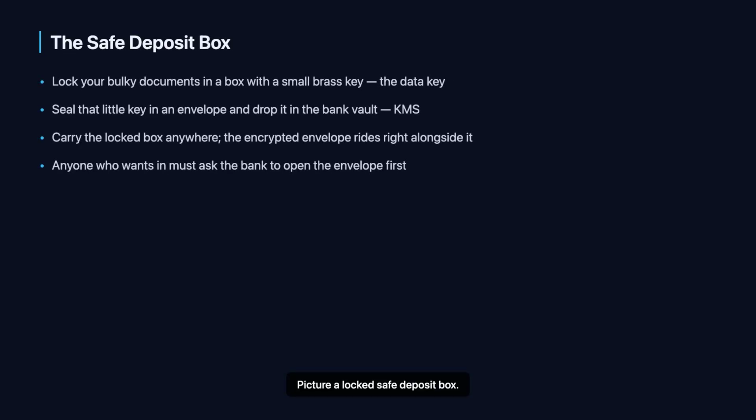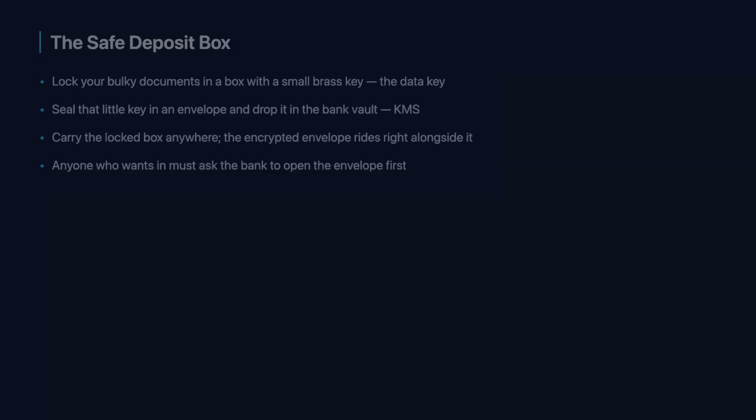Picture a locked safe deposit box. You lock your bulky documents inside the box with a small brass key. That brass key is your data key. Now, instead of carrying that little key around, you seal it inside a tiny envelope and drop the envelope in the bank vault. The bank vault is KMS. Because the box is locked, you can carry it anywhere you like, and the sealed envelope rides right alongside it. Anyone who wants into the box has to go to the bank first and ask them to open the envelope holding the key. The bulky data never goes to the bank. Only the tiny key does.